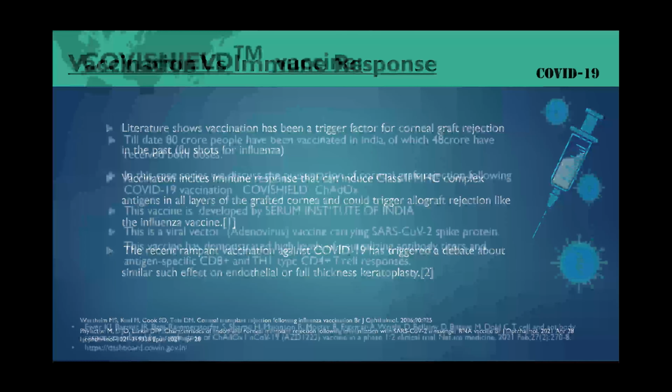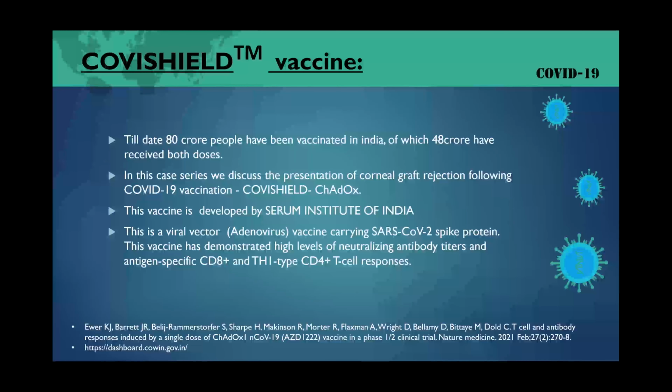A bit about the Covishield vaccine. All our patients had taken the Covishield vaccine, so I'm just going to talk about only Covishield. Till date, 80 crore people have been vaccinated in India and 48 crore have received both doses. In this case series, we discuss presentation of corneal graft rejection following the COVID-19 vaccine Covishield, developed by Serum Institute of India. This is a viral vector vaccine carrying SARS-CoV-2 spike protein, and it has demonstrated high levels of neutralizing antibody titers and antigen-specific CD8 plus and CD4 plus T cell responses.